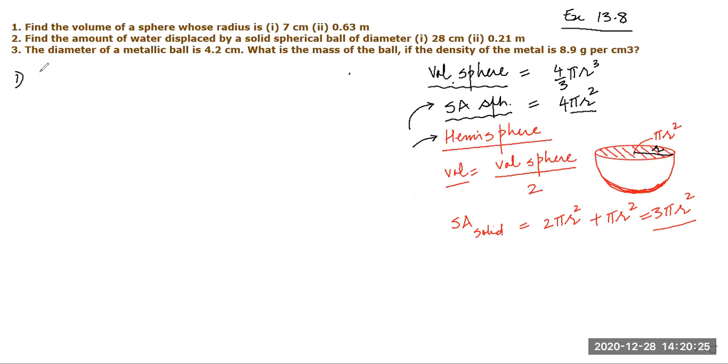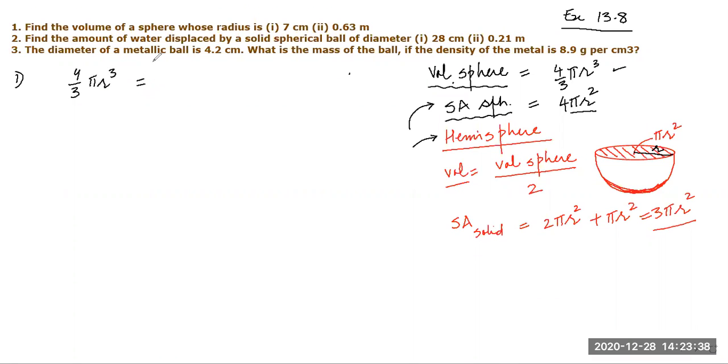Now, students, let's do the first question. Find the volume of a sphere whose radius is 7 centimeter. We have discussed all the formulas, so now do the first sum. Which formula will we apply? First formula. So volume will be 4 by 3 pi r cube.